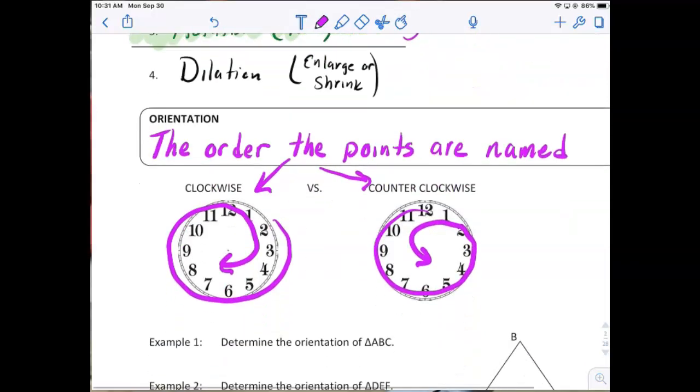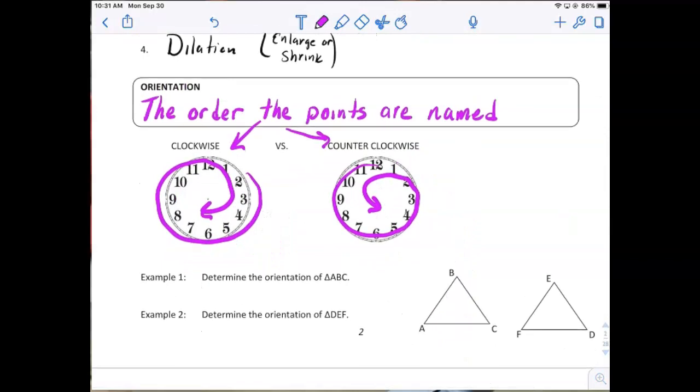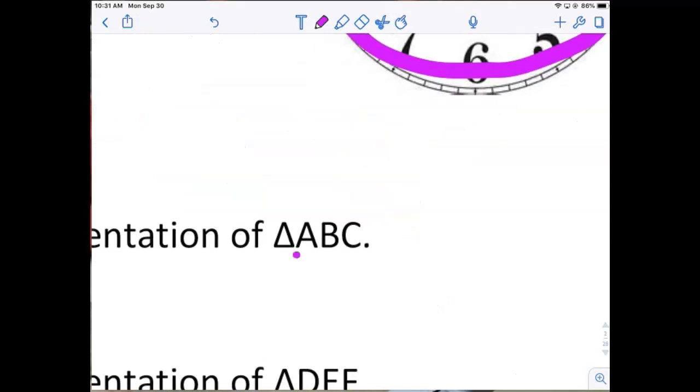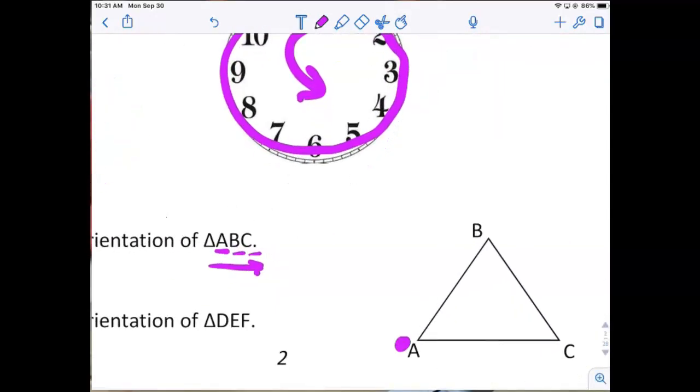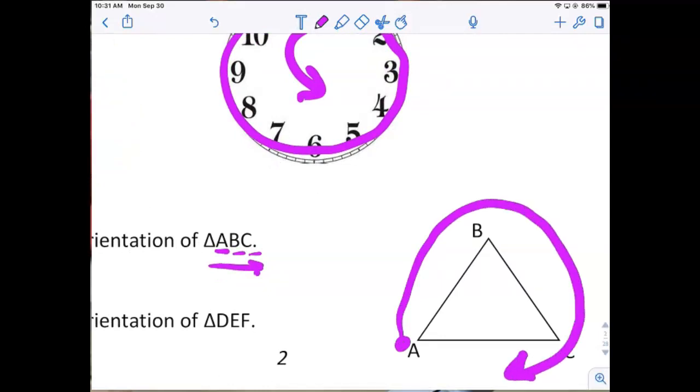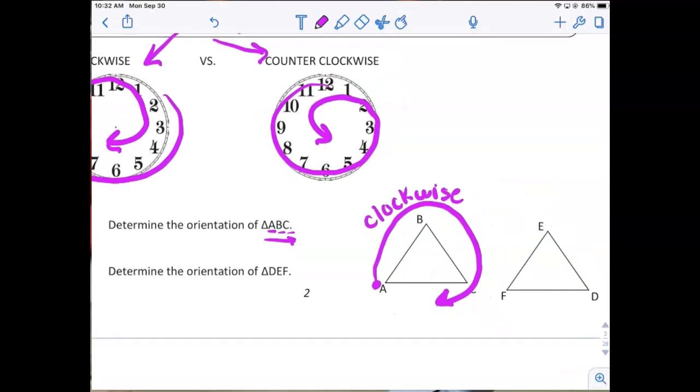So how does that look in a shape? The orientation of ABC: A comes first, B comes second, C comes third. So if you follow that, you start with A to B to C, that's clockwise. D, E, F: start with D, then E, then F. D, E, F, that's just the opposite. That is counterclockwise. So that's the difference in orientation.